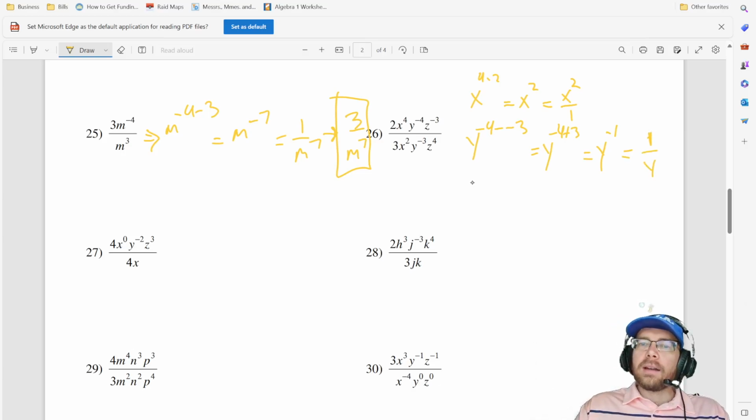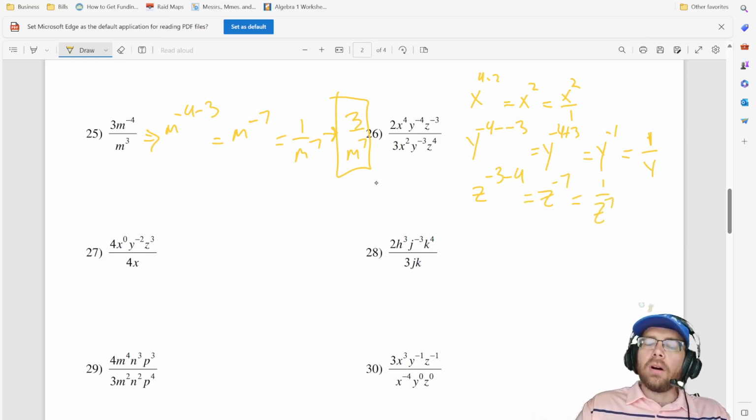All right, then we've got a z. So then it's z to the negative 3 minus 4, which is z to the negative 7, which is 1 over z to the 7th. All right, let's put all of that together.